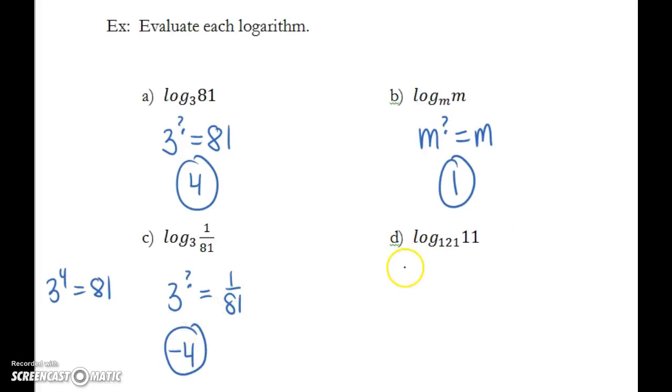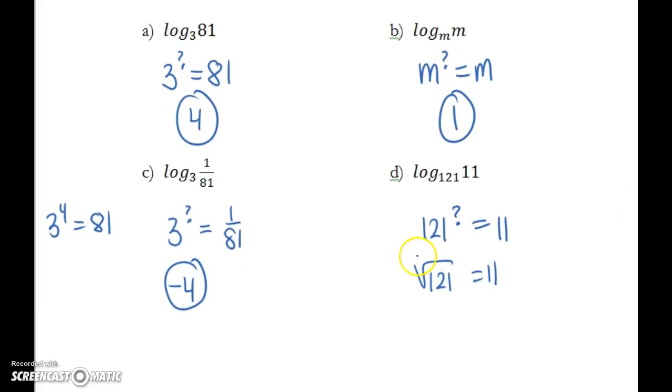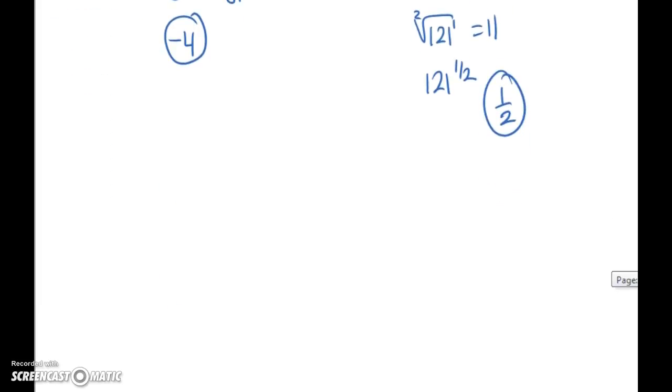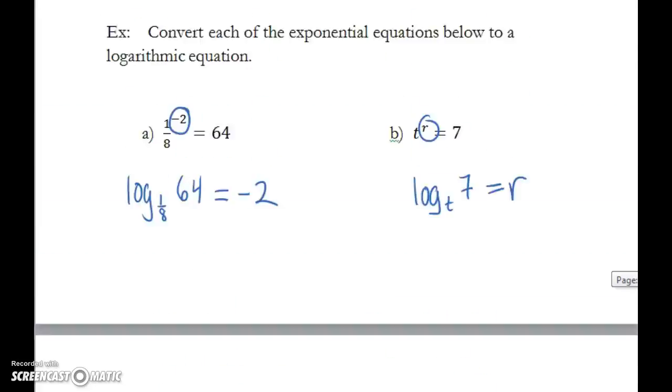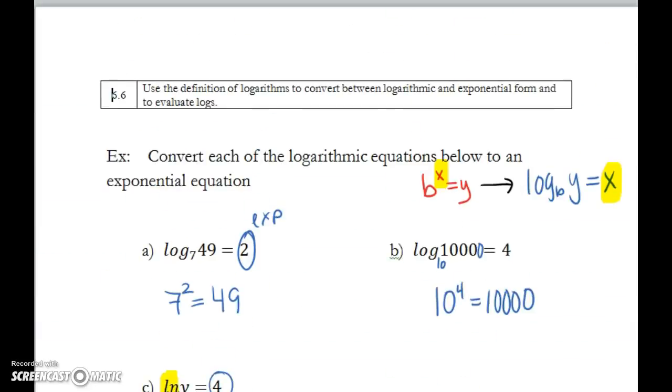And then our last example here is 121 to what power equals 11. Now notice that the square root of 121 is equal to 11. And square root, which has an implied 2 and an implied 1, can be written as 1/2 power. And so 1/2 power on 121 gives us 11. This is standard 6.6, converting between logs and exponential form and evaluating logs.